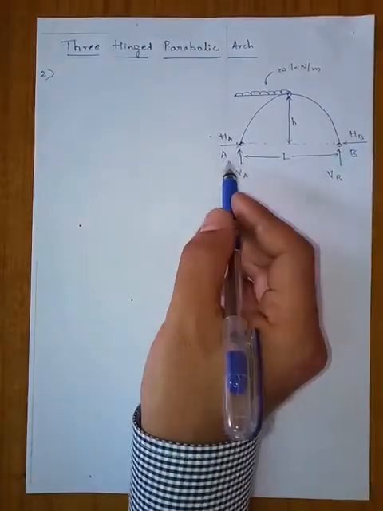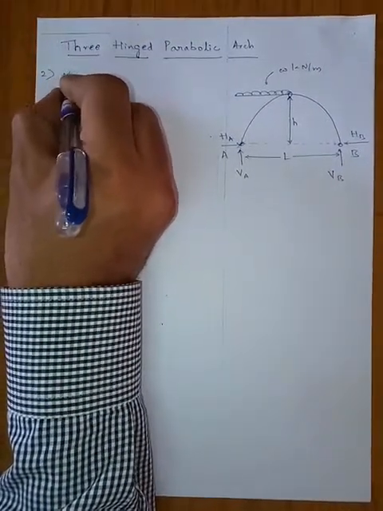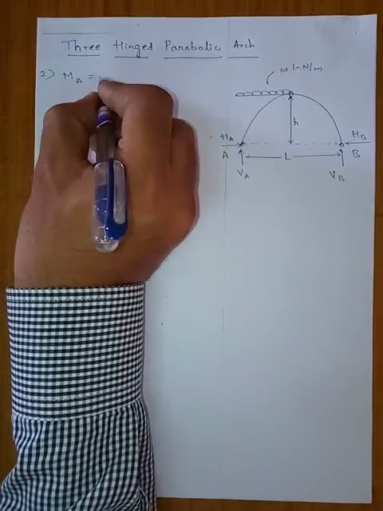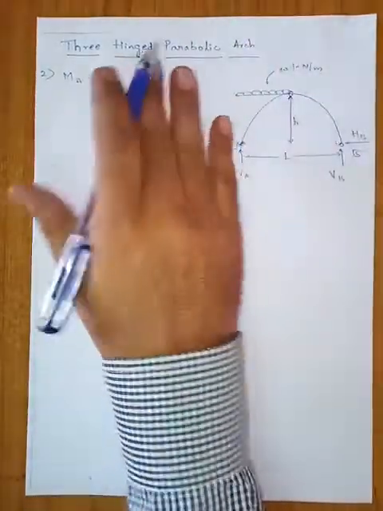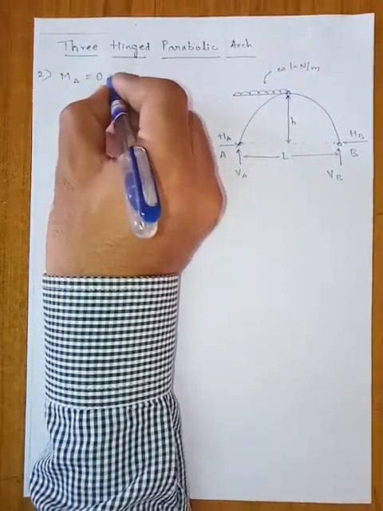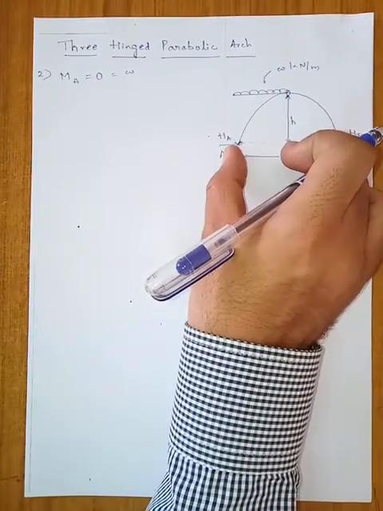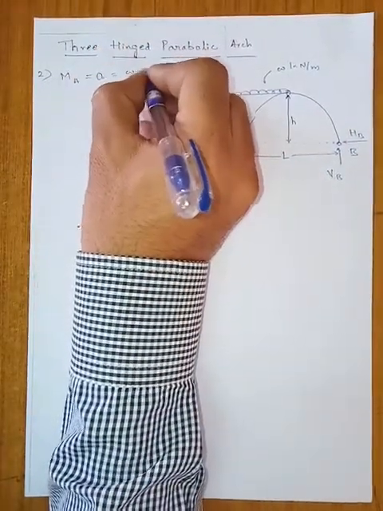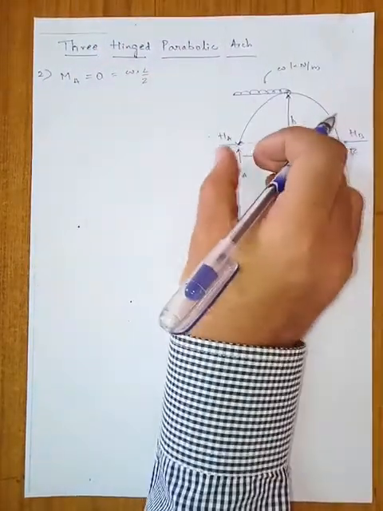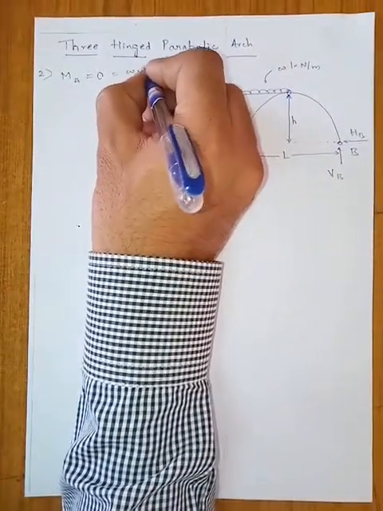We know how to calculate the support reactions. Let us start with moment at A. We know that moment at A is 0. What are all the forces causing moment? To the right of this joint is the load W. The length is only L by 2 here, so W into L by 2, and the center of this load will be L by 4 from A.